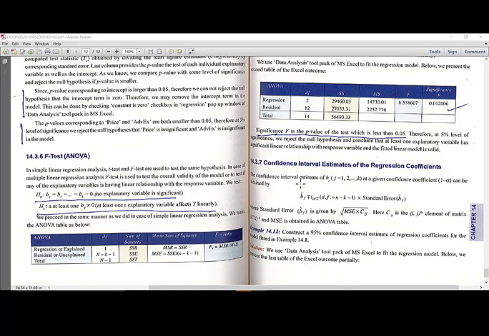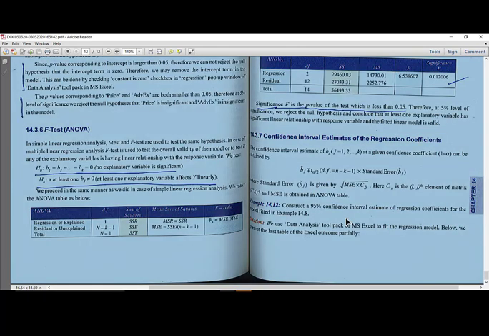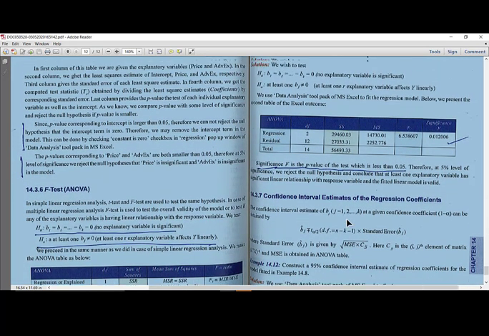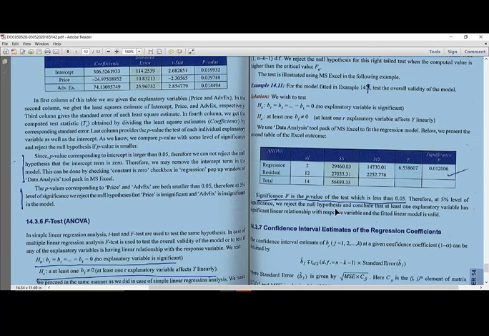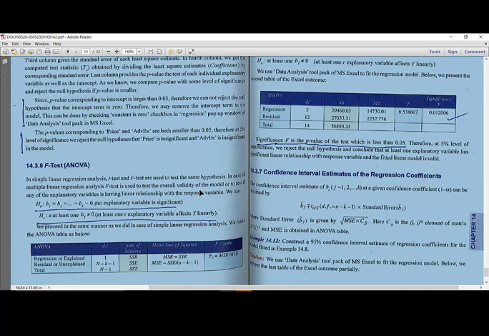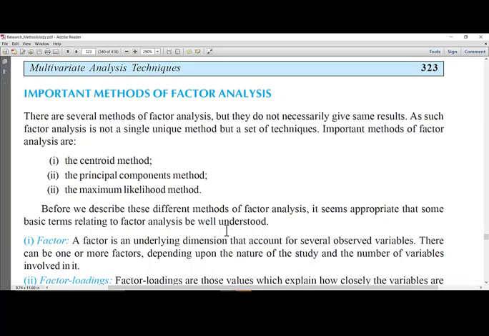And similar to our computing the confidence interval estimates for the regression coefficients in the simple linear regression analysis, here also we can find out the confidence interval estimates, and the procedure is given here. You can go through this, and by this I think you have understood what is simple linear regression and what is multiple linear regression.